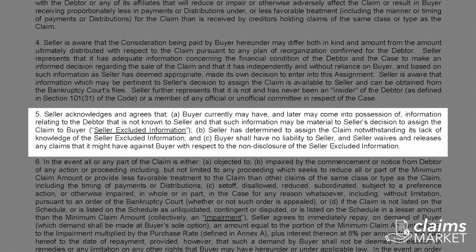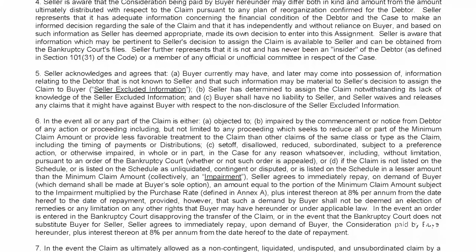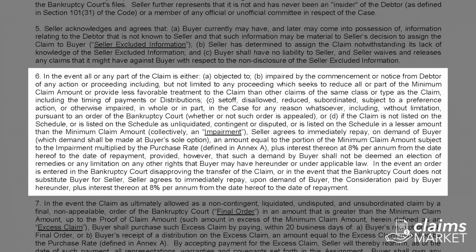In paragraph 5, you acknowledge the buyer may have more information than you, and you waive any claims you might have against the buyer as a result of information the buyer may have. Paragraph 6 states what happens if the claim is subject to an impairment. At this point, it's important to review the risk allocation between seller and buyer.